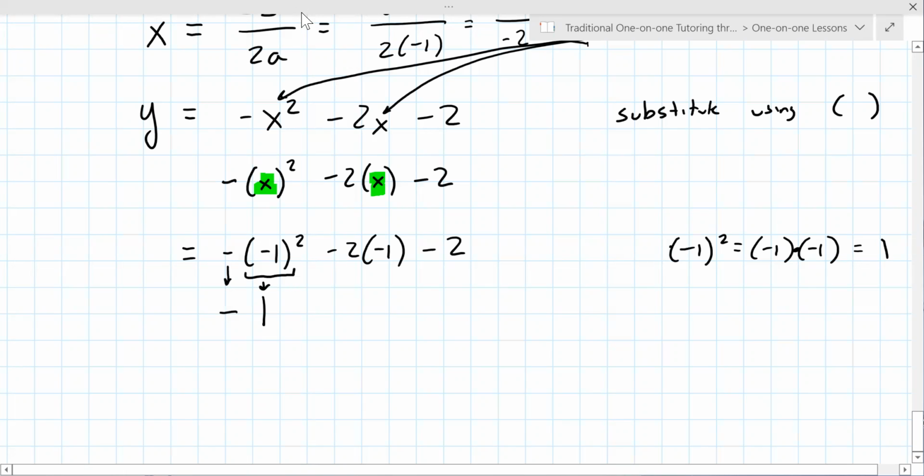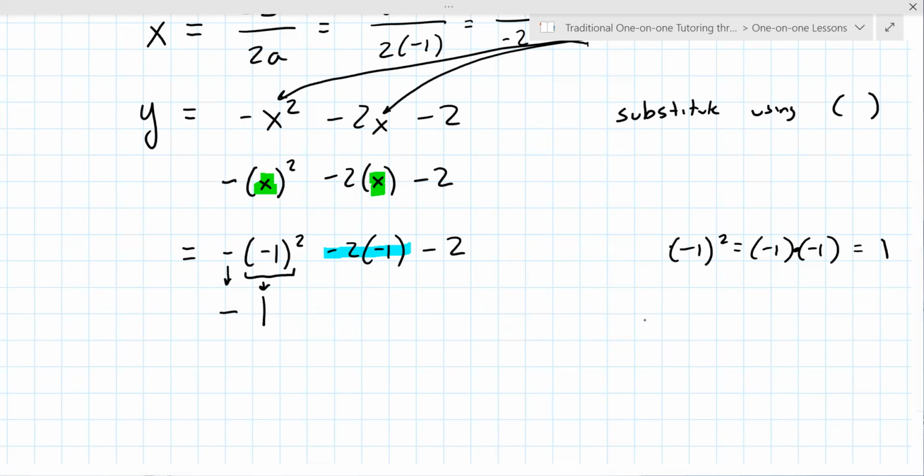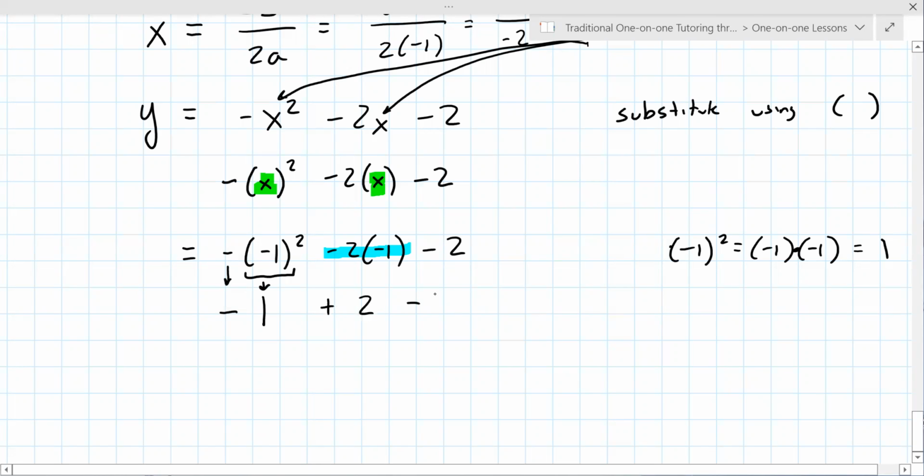Mm. All right, now the next thing we're going to look at is this -2 times -1. Can you tell me what that results in? That results in a hold on, let me get my calculator. Bless you. It's 2. It's +2. Good. And then you just bring this -2 down.